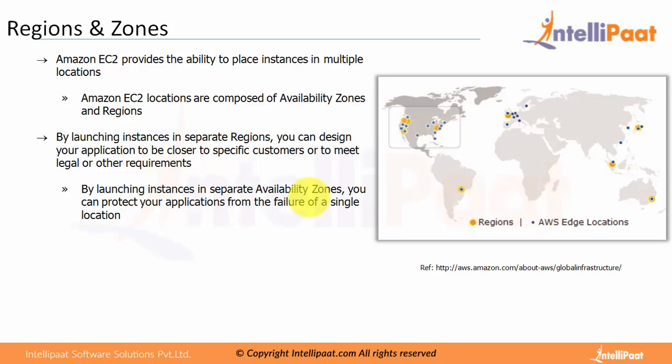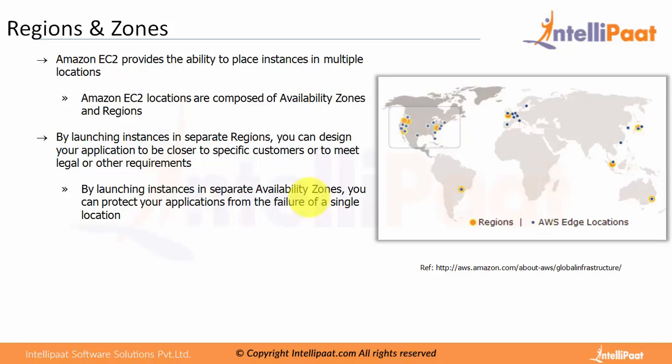Because suppose you take an example. If you have launched an instance, now what an instance is I am going to come to, but you can think of it like a virtual server. A virtual server you have launched in zone 1 of the US East region, that's in North Virginia of the USA. Now you can also launch one more instance in the second availability zone, US East 2, in the same region.